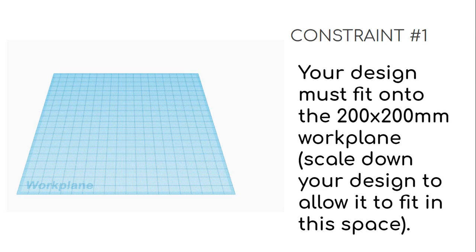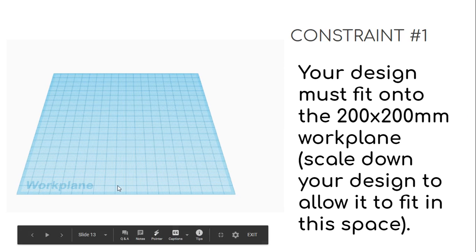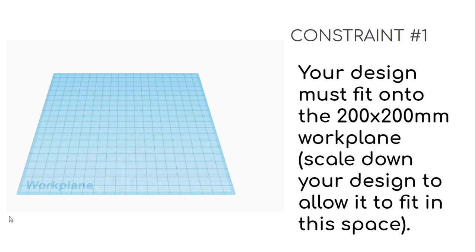Your design must fit onto the 200 by 200 millimeter work plane. Scale down your design to allow it to fit in this space. When you open a new project in Tinkercad, the work plane that you see is automatically set at 200 by 200 millimeters. So you need to make sure that your design fits onto this work plane. I know that some people prefer to enlarge the work plane because you can make it as large as you would like to. However, the larger you make the work plane, the more glitchy Tinkercad becomes. So we're going to try to keep it to 200 by 200, which means that you're going to need to scale down or basically shrink your design to make it all fit onto this work plane.